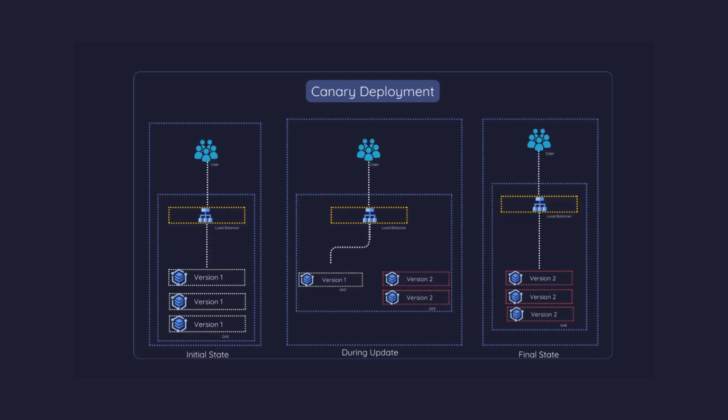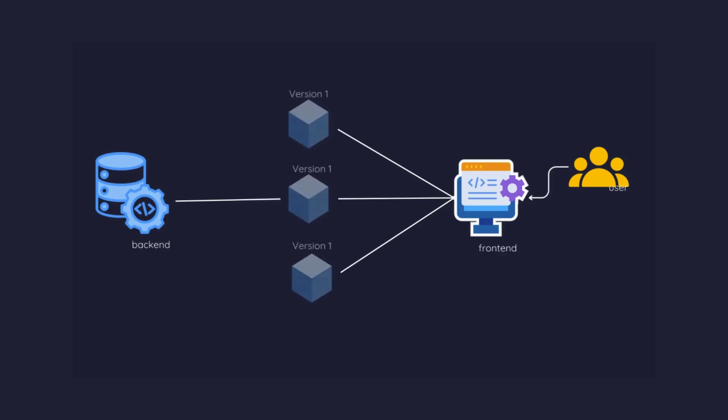A Canary release is a deployment strategy where new features or updates are gradually introduced to a small subset of users or instances. This method helps identify and address issues in a controlled environment before a full-scale release. For example, if you're managing a website, you might initially roll out a new feature to a small group of users or instances.